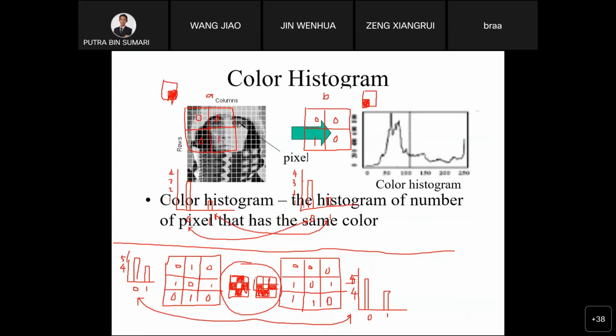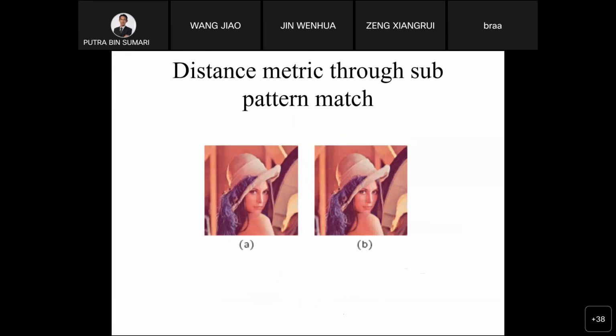Let's move to the other one. Okay. So another one of color histogram, basically on image retrieval. We're going to use sub-pattern match. Sub-pattern match, okay? So this is to show how color histogram can be used to measure the similarity of 2 images using color histogram. We're still using the distance here. Now, the sub-pattern match.